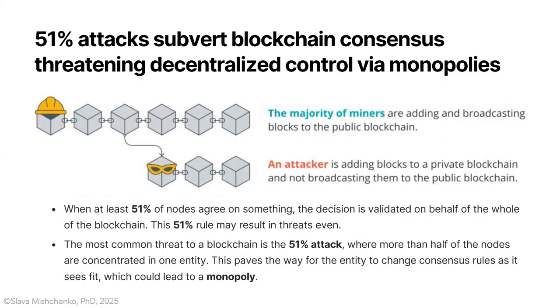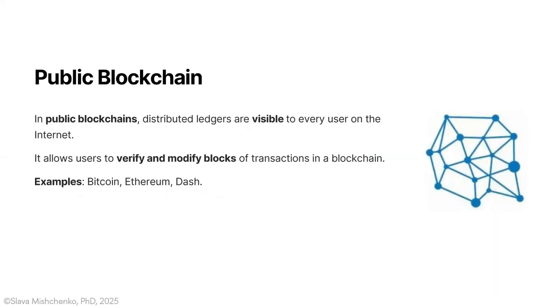And this vulnerability is why maintaining a truly decentralized network is crucial. Because in my experience, the best defense against 51% attacks is having a large, diverse network of independent miners and validators. And now let me introduce you to the first and most well-known type of blockchain architecture, which is a public blockchain. It's what most people think of when they hear about blockchain technology.